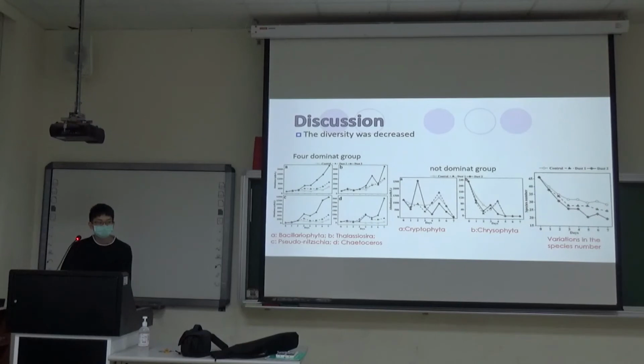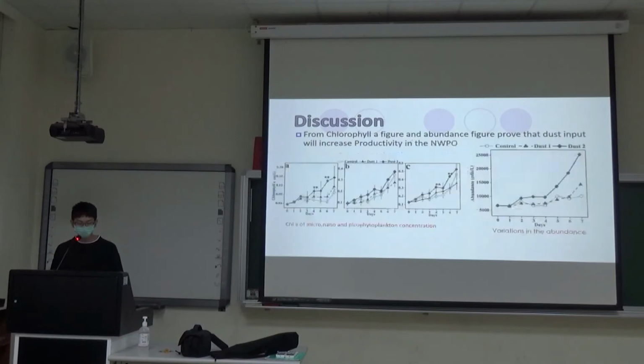There are many star-shaped symbols in your graph. What do they mean? Can you say it again? There are many star shapes. Like that. You want to know what the star shape means in the figure? The star shape in the figure means that there is an extremely significant difference between the control and dust 2 samples. And this is a statistical way to get it.